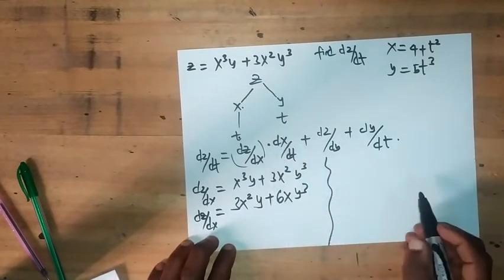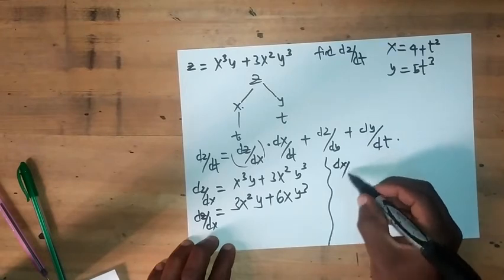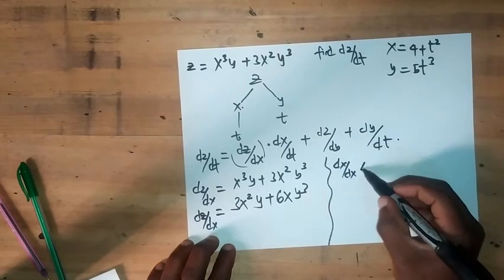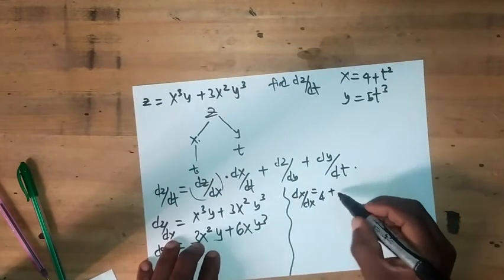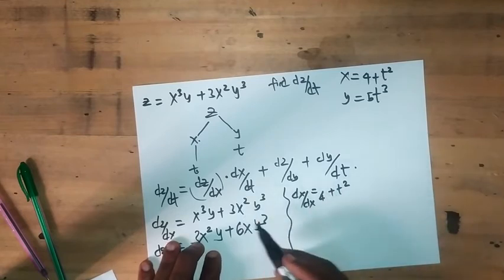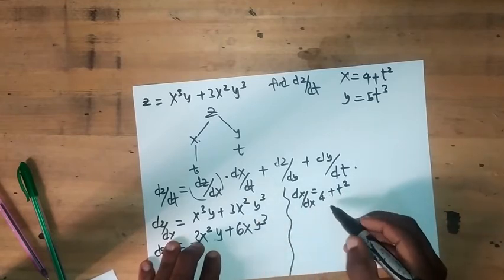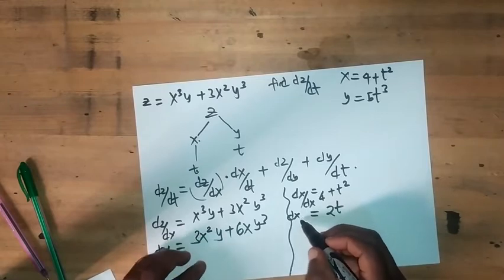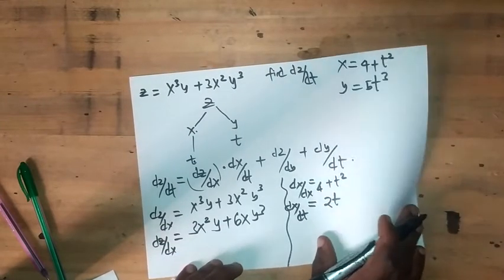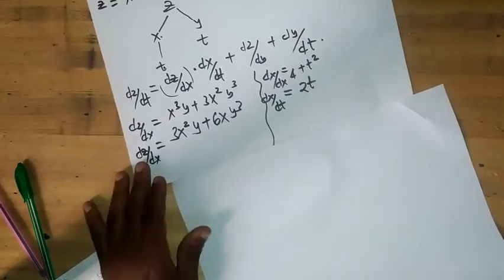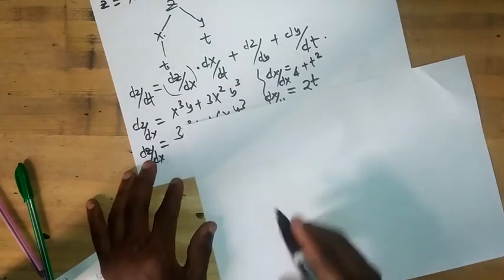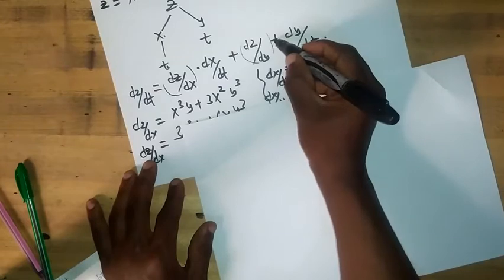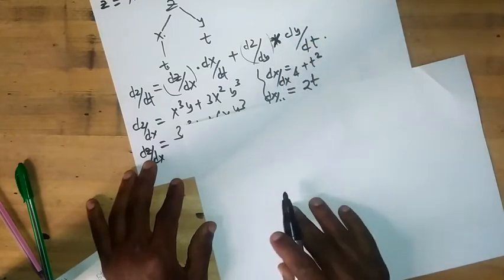Let's find dx by dt. Our formula is x equals 4 plus t squared. 4 is a constant, so we'll ignore it. 2 will come to the front, so it becomes 2t. This is dx with respect to dt. Now let's proceed with this part. I'm sorry, this is multiplied, this is times.